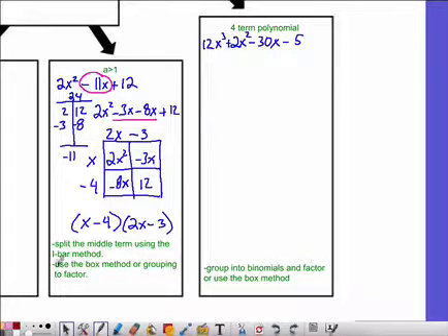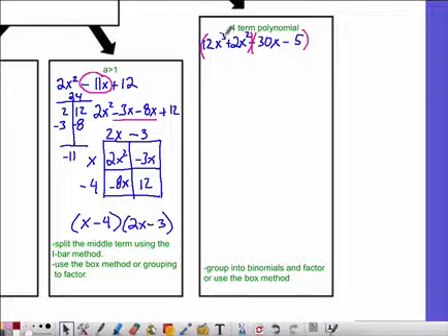So what this means is you're going to group what you have here into 2 binomials. And this negative sign there in the middle is going to stay with the 30, negative 30x. Okay, and now I'm just going to factor out of each of these.